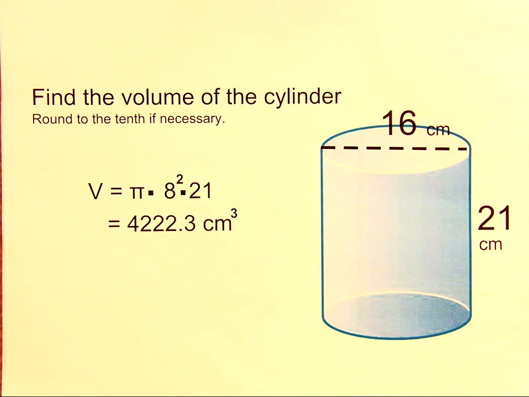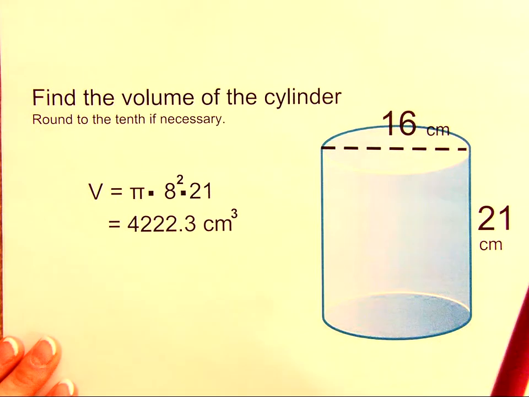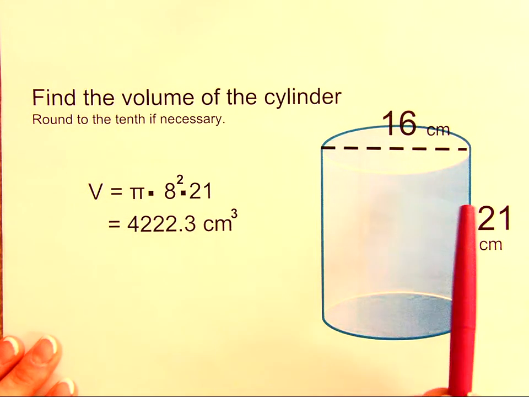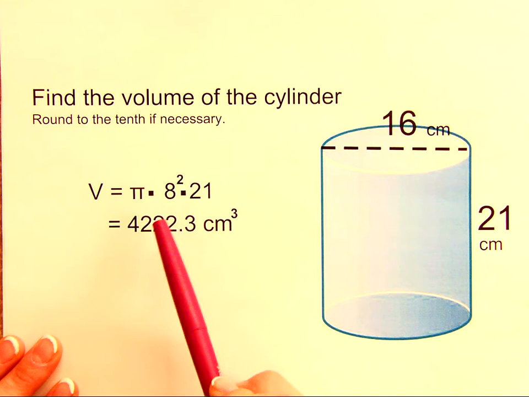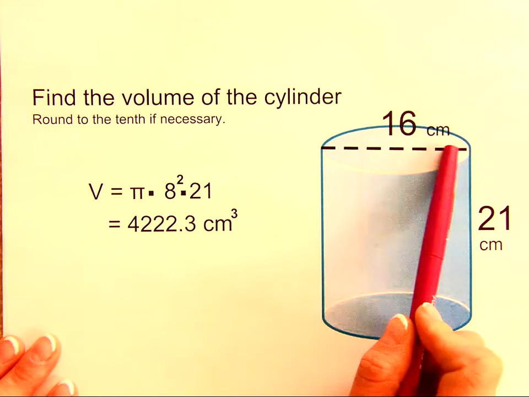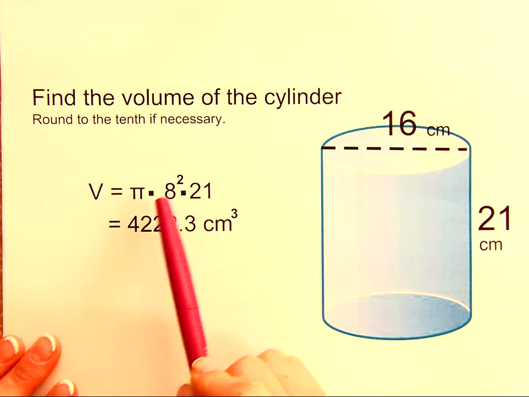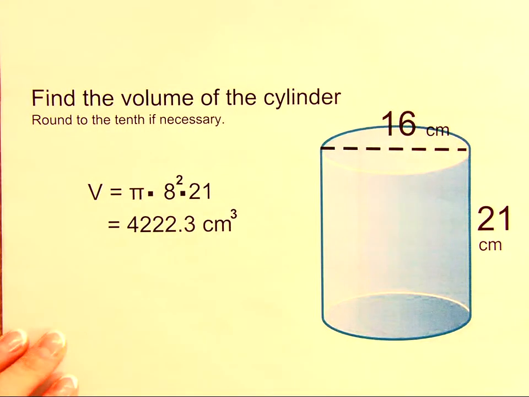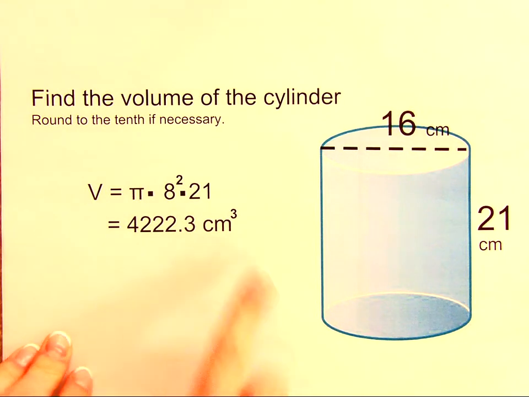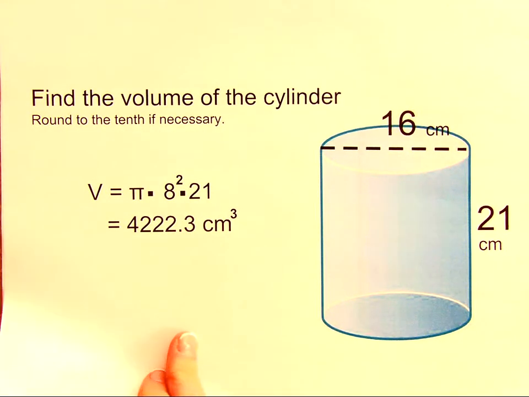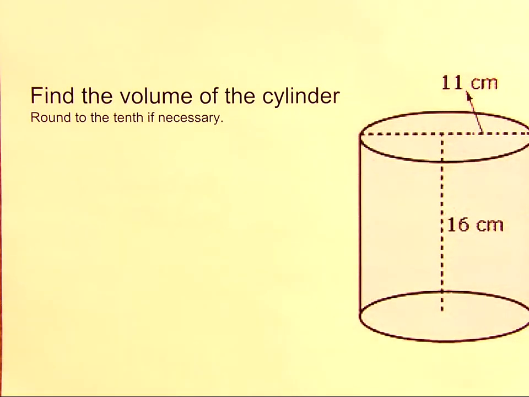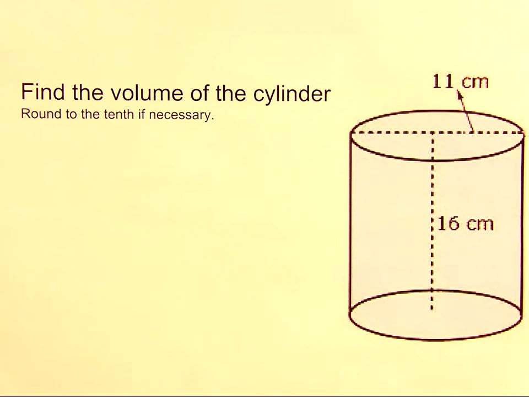In this case, I gave you the diameter, so hopefully I didn't trick many of you. Remember, our formula has radius, so you need to cut that in half to find the radius, so pi times 8 squared, and then our height is still 21. Remember, you should have cubic units there. Pause the video and find the volume of this cylinder.